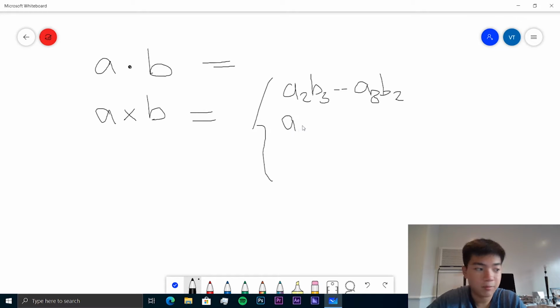A3B1 minus A1B3, and the Z component will be A1B2 minus A2B1.